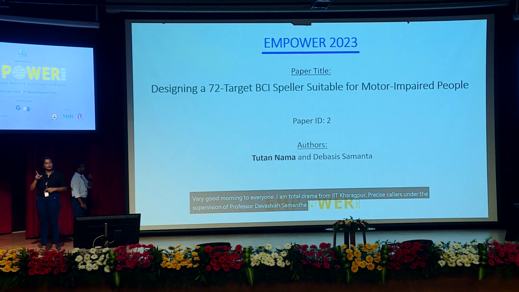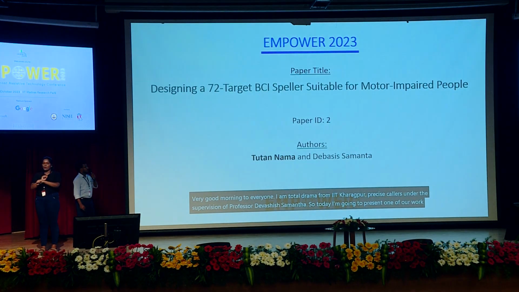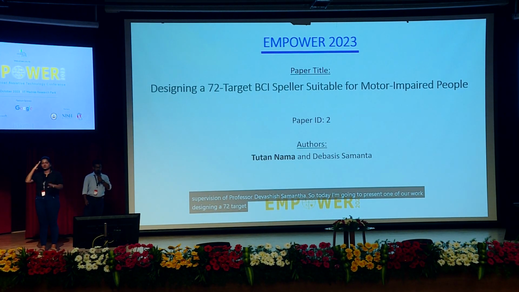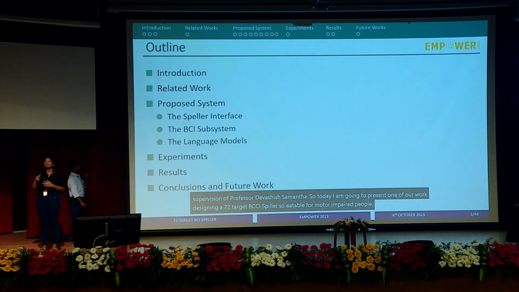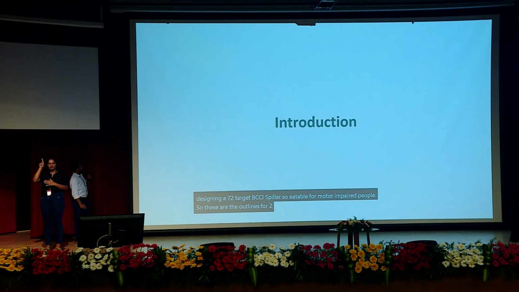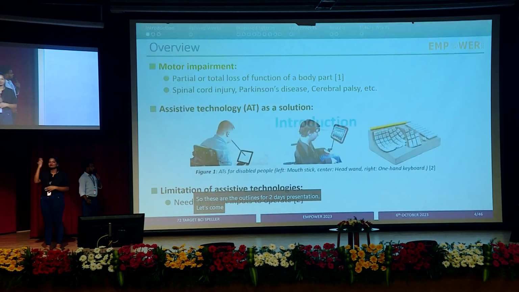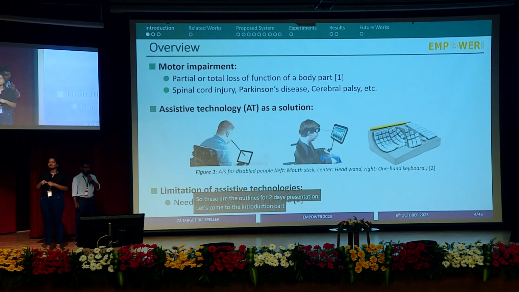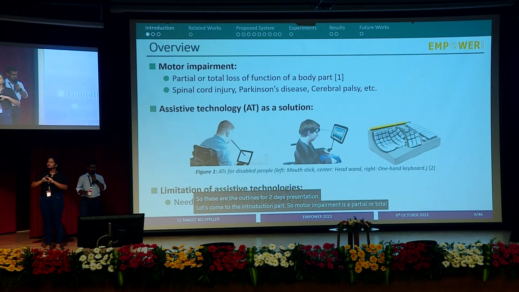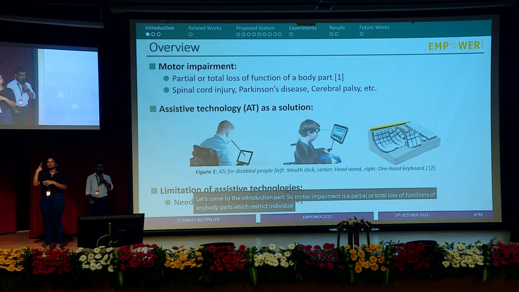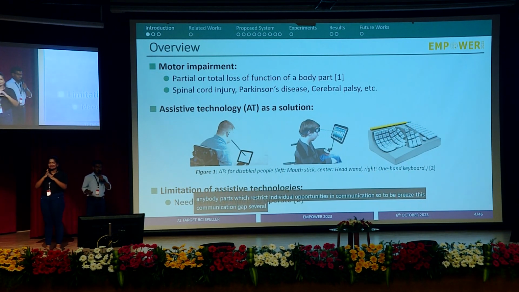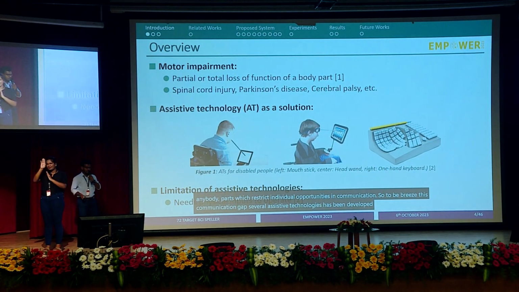Today I am going to present one of our works, designing a 72 target BCI speller suitable for motor impaired people. These are the outlines for today's presentation. Let's come to the introduction part. Motor impairment is a partial or total loss of function of any body part, which restricts individual opportunities in communication. To bridge this communication gap, several assistive technologies have been developed in the field of human-computer interaction.